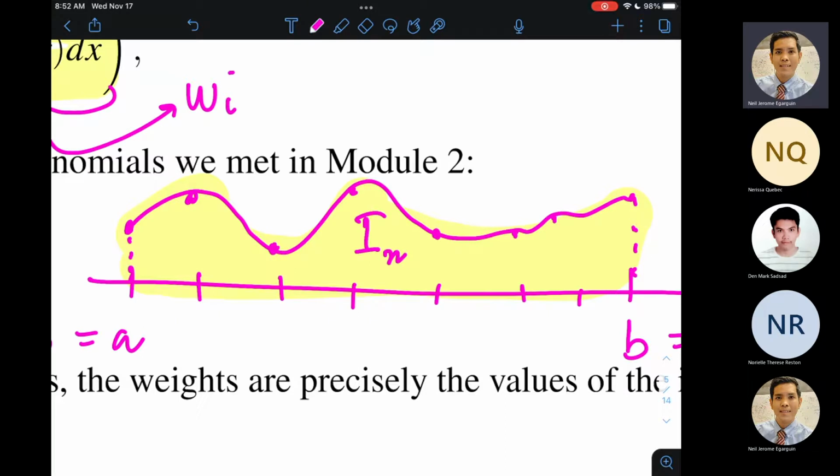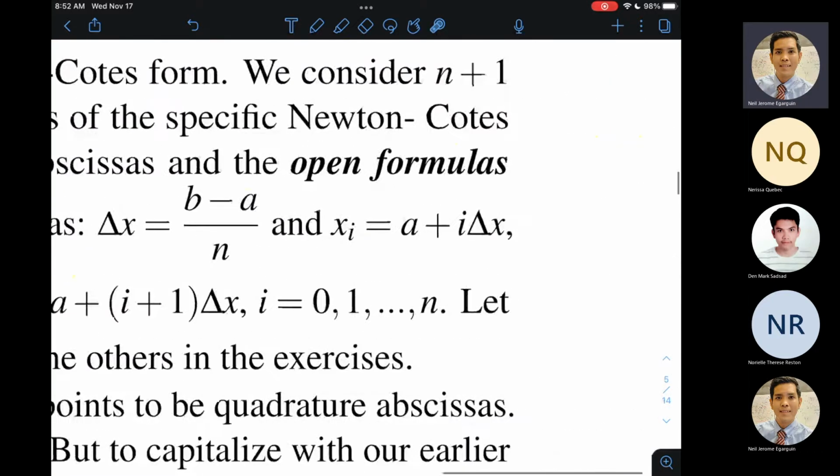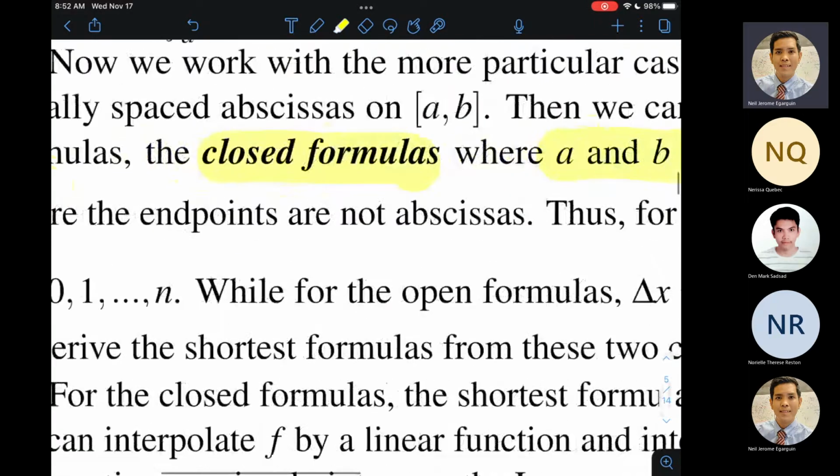Alright? And if the fit of this polynomial is close enough to the integrand, then we are guaranteed to find a nice approximate I sub n for the actual definite integral. Okay? Now, the other one is the open formulas. Sa open formulas naman, hindi kasama yung endpoints sa abscissas. So, aside from A and B, we will pick the N plus 1 abscissas doon sa loob ng interval. So, hindi natin pinipili si A at saka si B to be part of the abscissas.